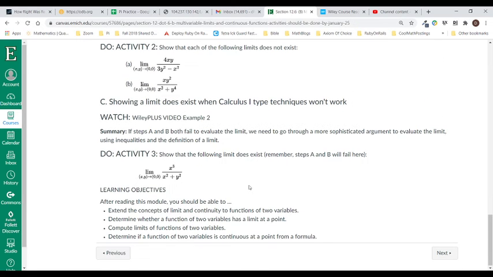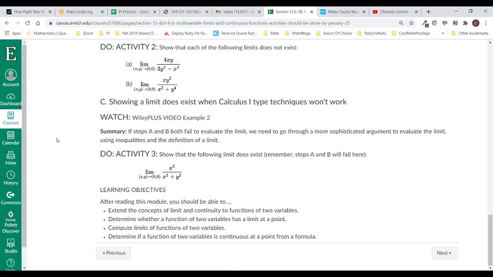The third is showing a limit does exist when Calc 1 techniques won't work, and we're pretty sure the limit does exist. There's a nice Wiley Plus video. We will do another example. We won't be spending a lot of time on this, but if you are a math major, this is probably the most important one on the page.